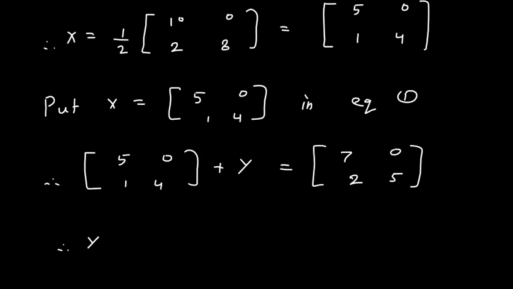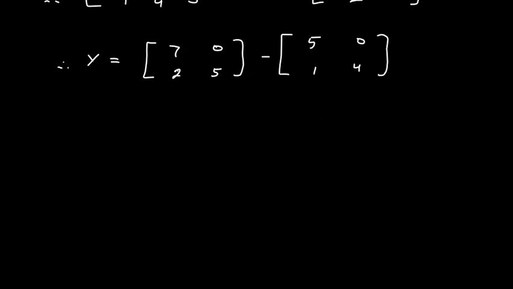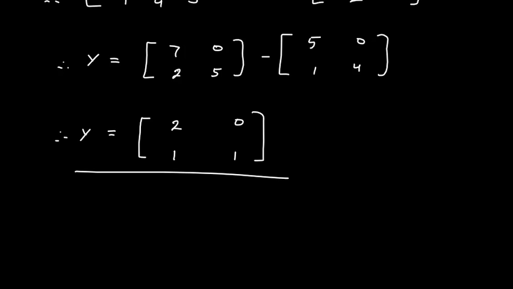So therefore the value of y is equal to 7 0 2 5 minus 5 0 1 4. So therefore I get y is equal to, now 7 minus 5, 2, 0 minus 0 we have 0, 2 minus 1 is 1, and 5 minus 4 is 1. So the value of y is 2 0 1 1.